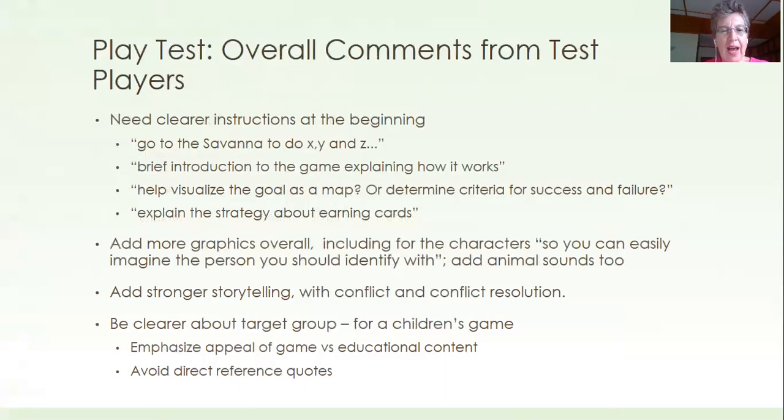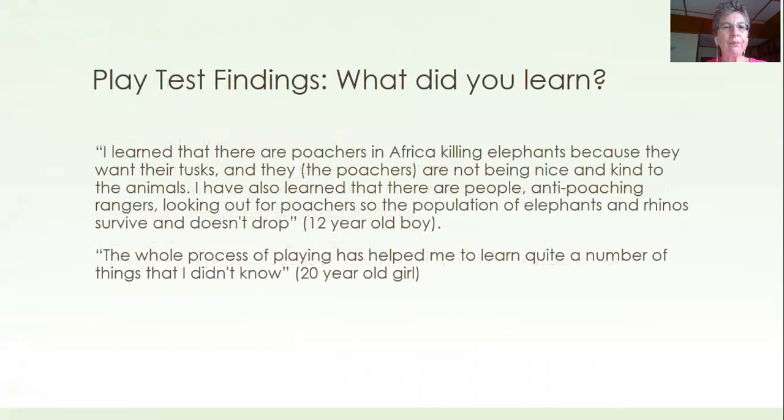Overall, they suggested to add more graphics, including for the characters. This came from the 12-year-old, so you can easily imagine the person you should identify with. They suggested adding stronger storytelling with conflict and conflict resolution. And I should be clear about the target group. If it's a children's game, I should emphasize the appeal of the game versus the educational content. And 2 persons said to avoid direct reference quotes.